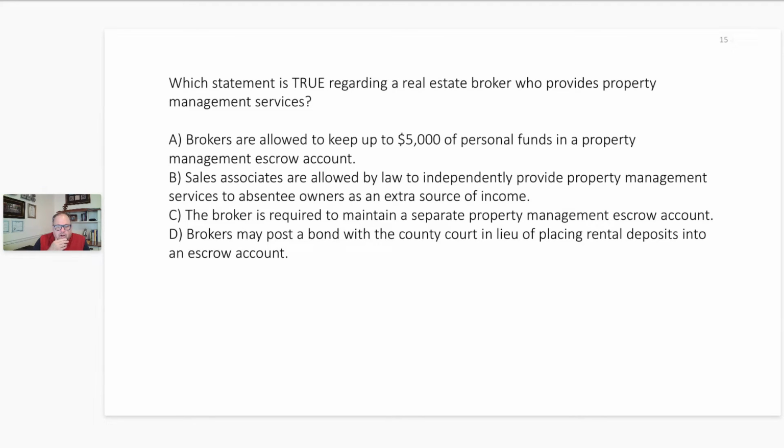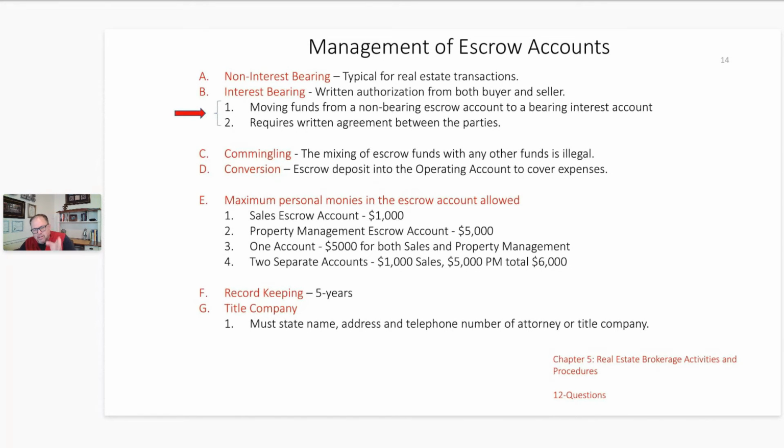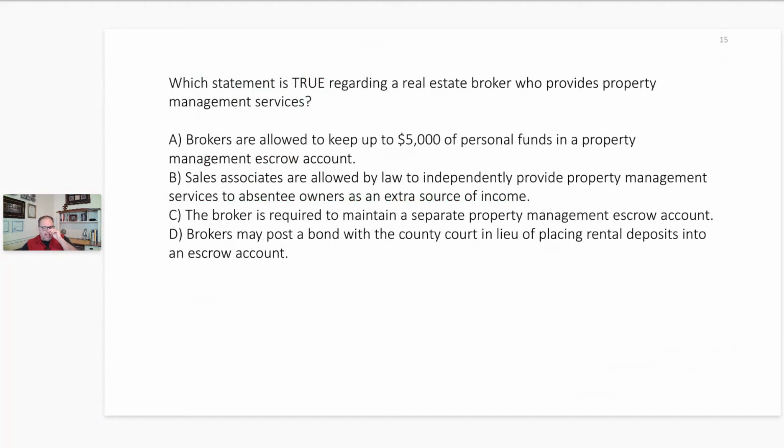Brokers are required to maintain a separate property management escrow account. No. Brokers may post a bond with the county court in lieu of. No. These other answers usually come under the Florida Landlord and Tenant Act, when the landlord has to keep escrow money like security deposits and rents. But what we know from our studies here is the maximum for a property management account is $5,000. So we're talking about answer A. Very good. Looks like everybody's on board there. Perfect.